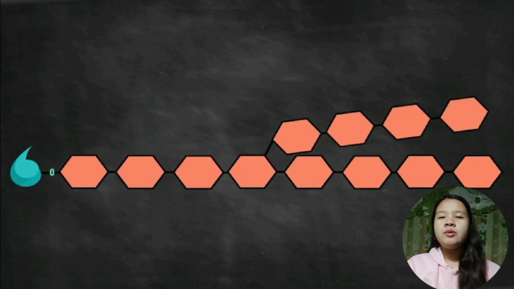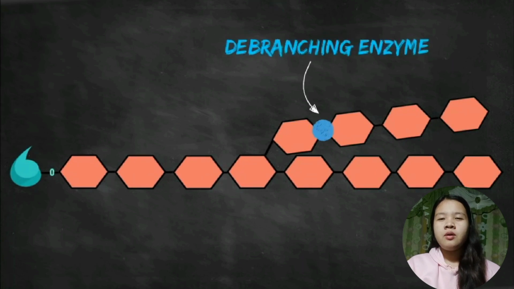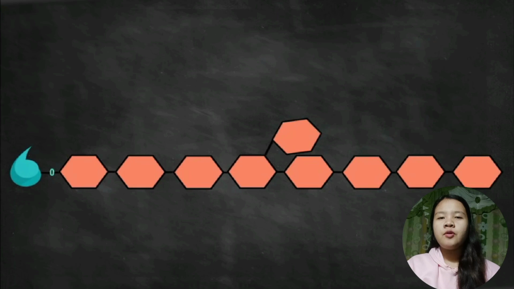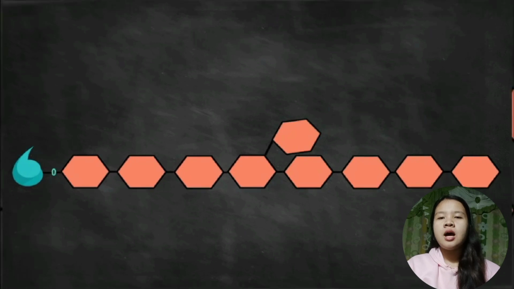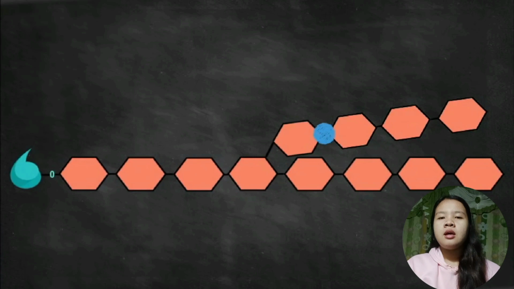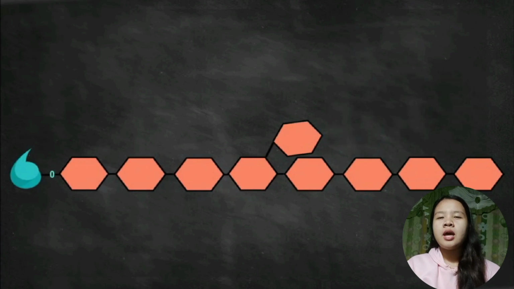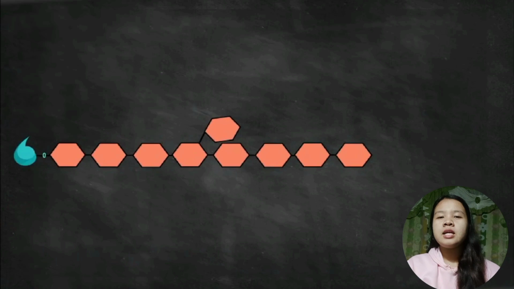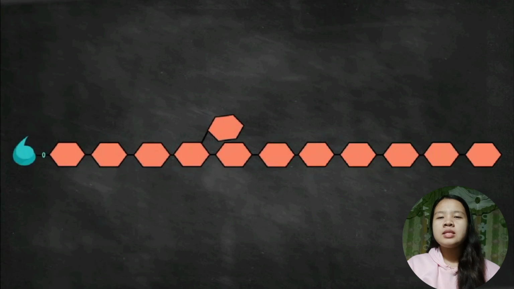Step 2. Removal of branches. The branches are removed by the debranching enzyme. First, it removes the outer 3 of the 4 glucosyl residues attached at a branch. Next, it transfers them to a non-reducing end of another chain, increasing its length. The remaining glucose residue attached in an alpha 1,6 linkage is then removed by the debranching enzyme, releasing it as free glucose. This glucose chain is now available again for degradation via the enzyme glycogen phosphorylase.